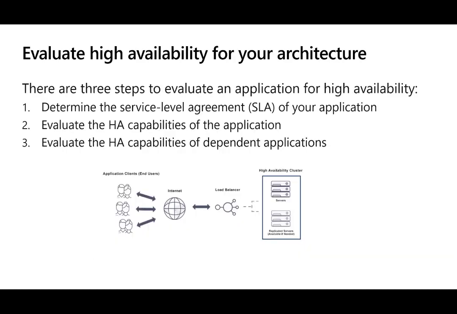And then evaluating how your architecture is doing in terms of high availability, that's a critical step. And there are, I would say, 3 steps to evaluate an application for the high availability property. The first step is to determine the service level agreement, also known as SLA, for your application. And the second and the third steps are to evaluate the HA capabilities of the application itself and of the dependent applications. In the next couple of slides, we will have a closer look into each one of them.